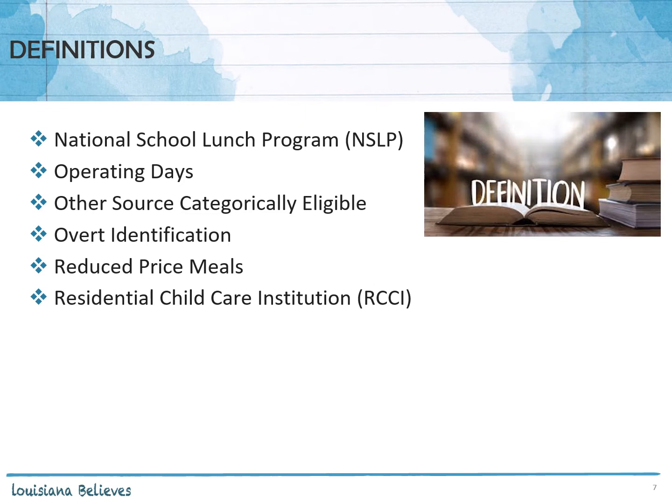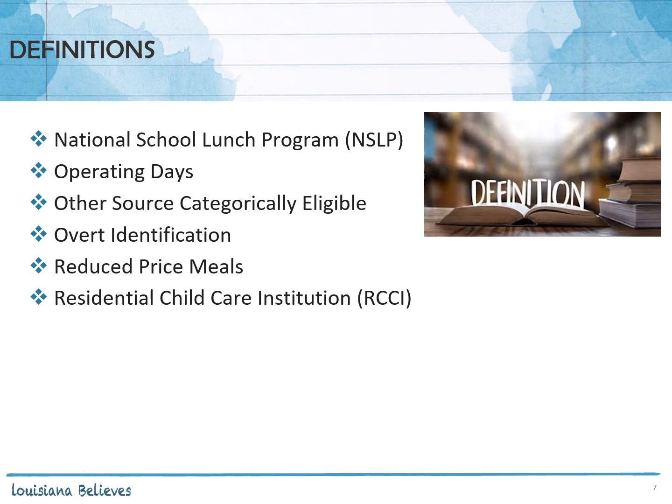Overt identification. Any action that may result in a child being recognized as certified for or potentially eligible to receive free or reduced price school meals. Local educational agencies and school food authorities must assure that a child's eligibility status is not disclosed at any point in the process of providing free and reduced price meals.